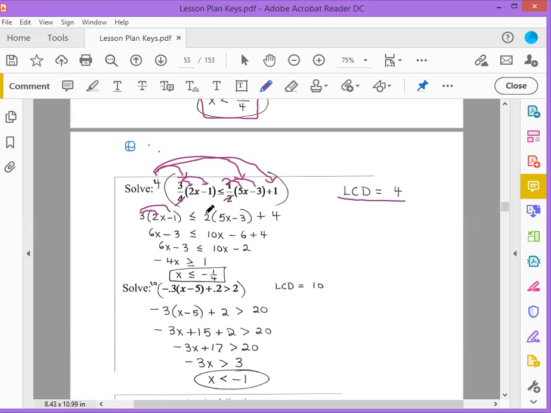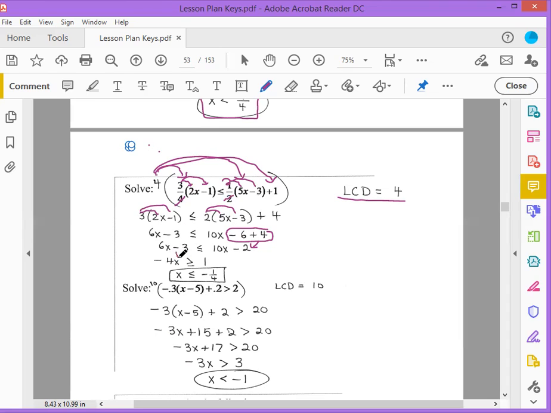Carry down our less than or equal to symbol. 2 times 5x gives us 10x. 2 times minus 3 gives us negative 6. Carry down your plus 4. So here, negative 6 plus 4 gives you minus 2. Carry down your 10x, your less than or equal to symbol. Carry down your 6x minus 3.